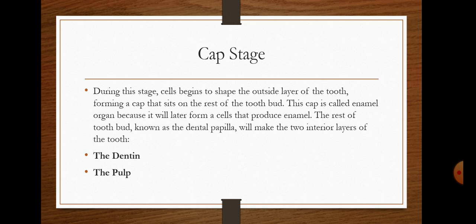Cap stage. During this stage, cells begin to shape the outside layer of the tooth, forming a cap that sits on the rest of the tooth bud. This cap is called the enamel organ because it will later form the cells that produce enamel. The rest of the tooth bud, known as the dental papilla, will make the two interior layers of the tooth. The first one is the dentin and the second one is the pulp.